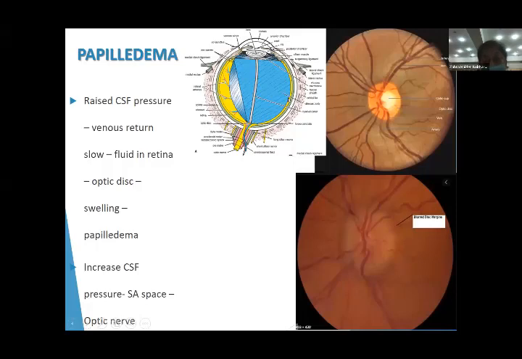Gradually, because of raised pressure, lack of venous return, fluid accumulates inside the retina, और इसकी pressure की वजह से जो neurons हैं, they get compressed and they then degenerate.